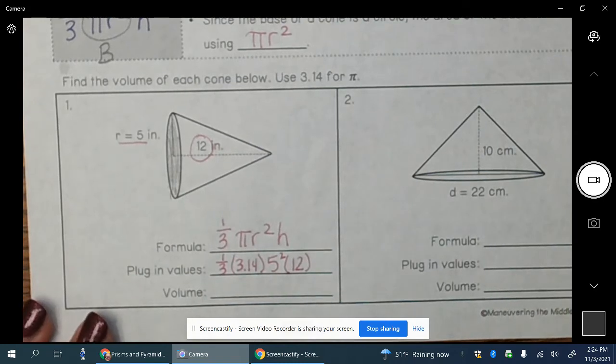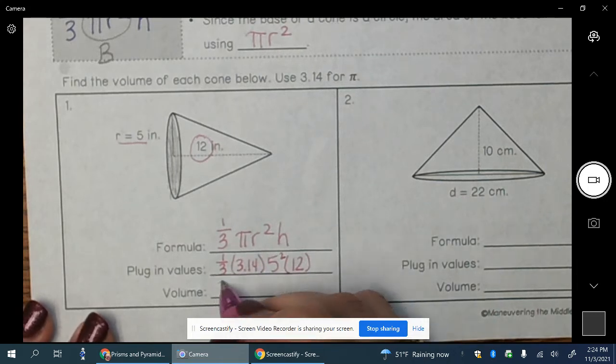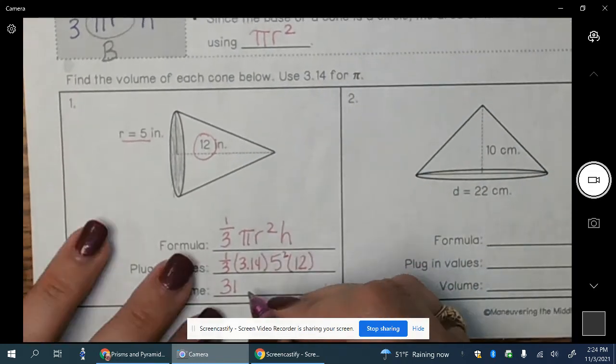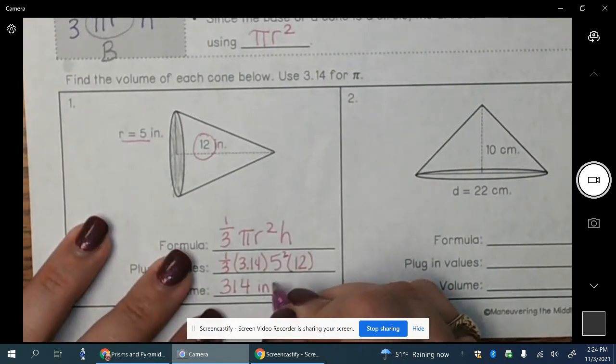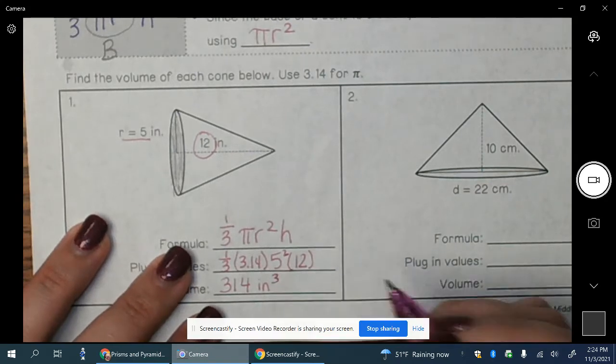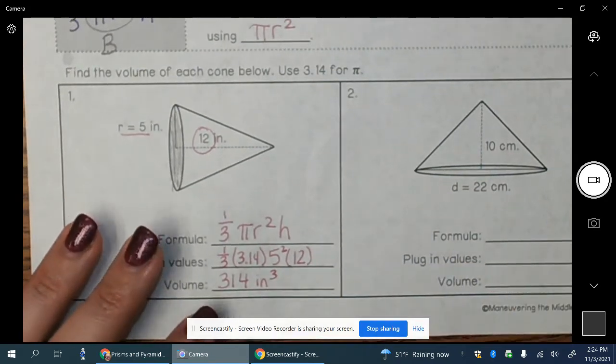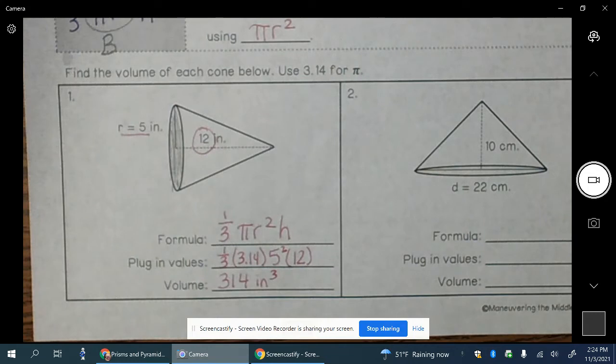Alright, go ahead and solve it. Wait. Is it 314? Hello? You didn't hear me. 314 what? Inches. Inches cubed. Okay, do the next one by yourself. Don't forget the 1/3.